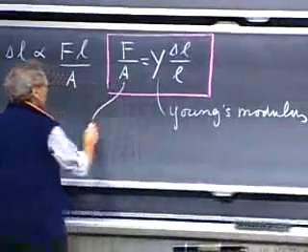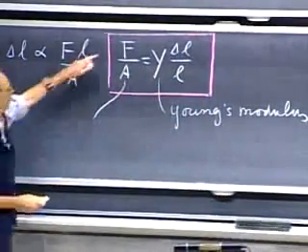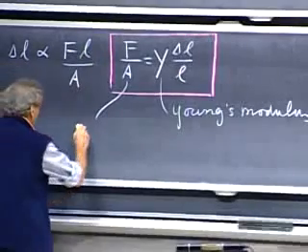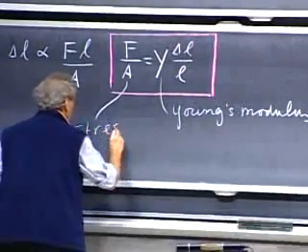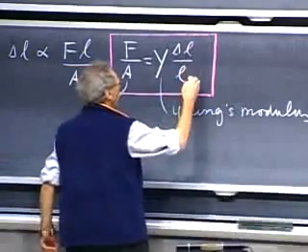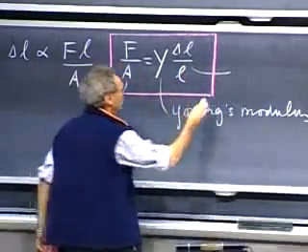F over A, which has the dimension of pressure, force per unit area, is what we call stress. And delta L over L, which is dimensionless, we call that strain.